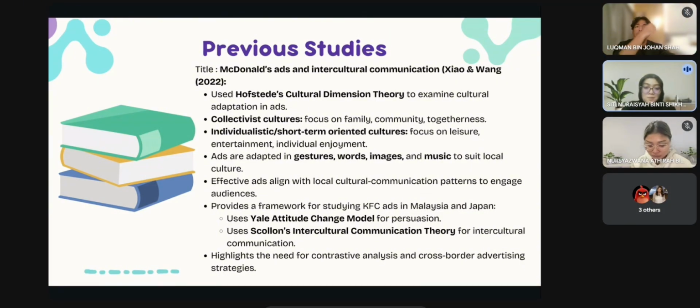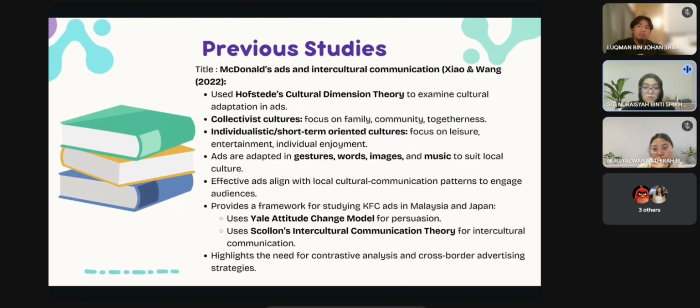Specifically, they found that in collectivist cultures, advertisements focus more on family, community, and togetherness, while in individualistic or short-term oriented cultures, advertisements emphasize more on leisure, entertainment, and individual enjoyment. Moreover, their study highlighted that cultural adaptation is not limited to language alone, but also extends to gestures, images, and music in advertisements. Effective ads, therefore, align closely with local cultural communication patterns to engage with the audience.